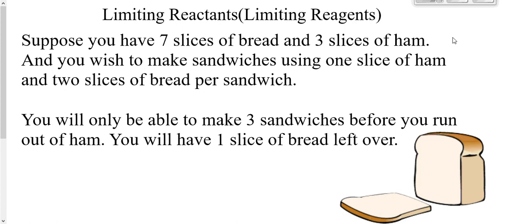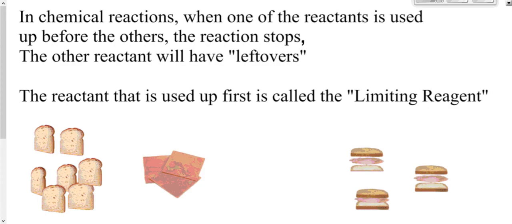Well, very quickly, most of you will realize that you can make 3 sandwiches and you're going to run out of ham. You'll have a slice of bread left over. In your head, whether you realize it or not, you are doing limiting reactant stoichiometry. What we have here, for example, could be considered a balanced equation for the making of a ham sandwich.